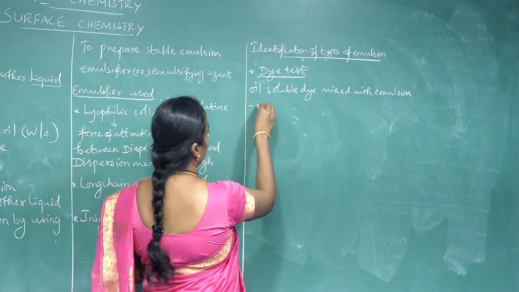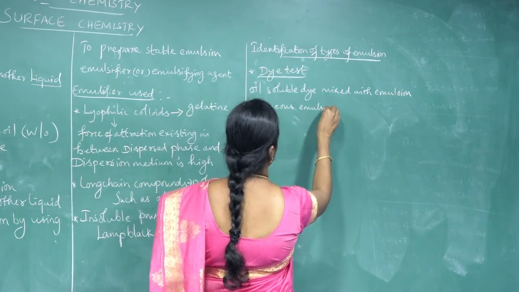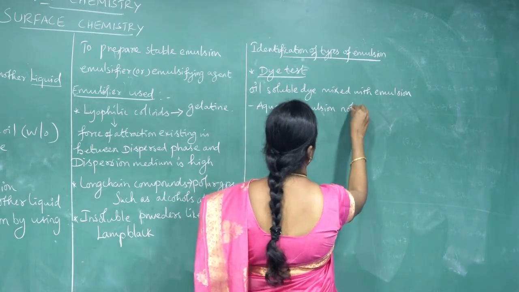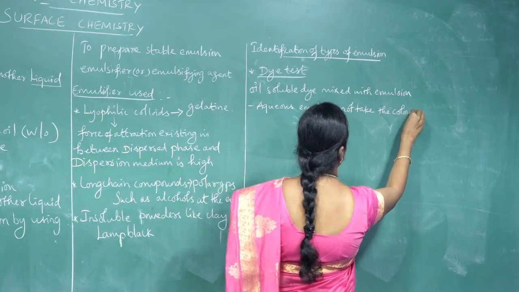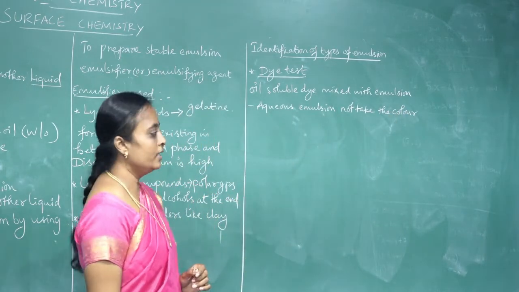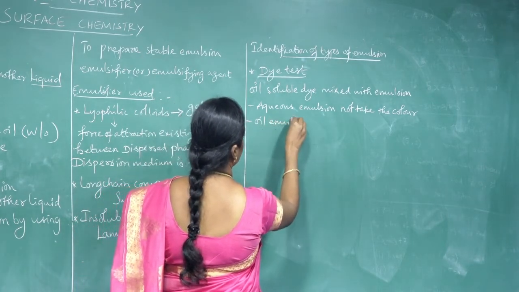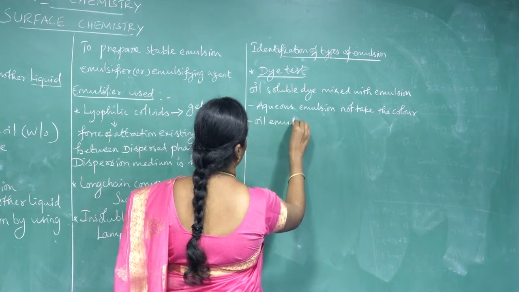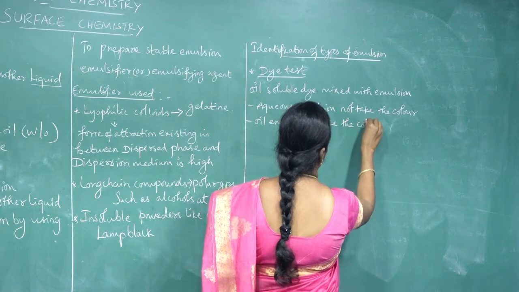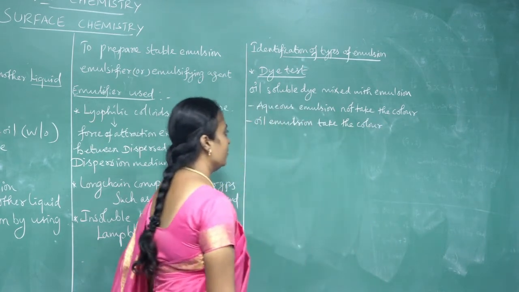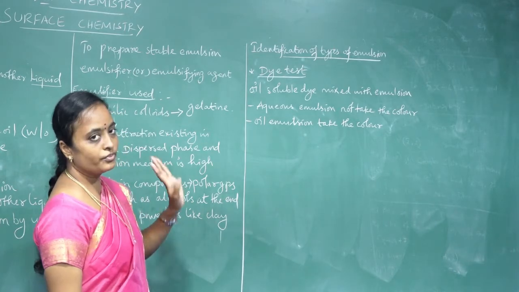So here the aqueous emulsion does not take the color of the dye, whereas the oil emulsion takes the color. So by seeing the color, we can identify which is the aqueous emulsion and which is the oil emulsion. This is the first test.